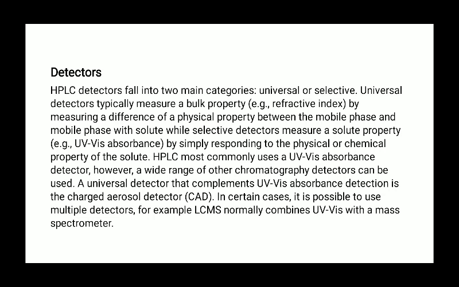HPLC most commonly uses an ultraviolet-visible absorbance detector. However, a wide range of other chromatography detectors can be used. A universal detector that complements ultraviolet-visible absorbance detection is the charged aerosol detector, CAD. In certain cases, it is possible to use multiple detectors. For example, LC-MS normally combines ultraviolet-visible with a mass spectrometer.